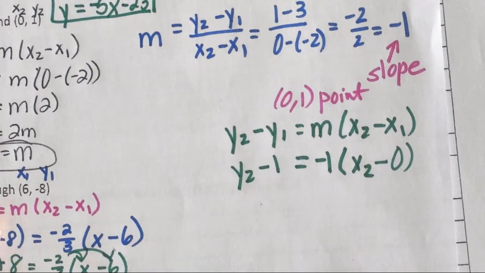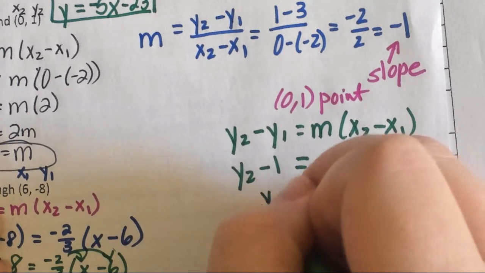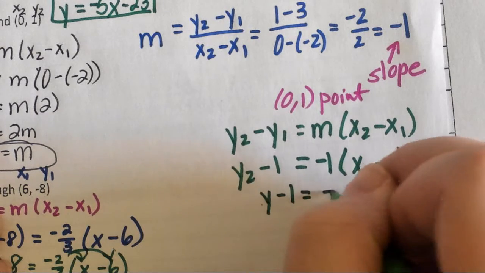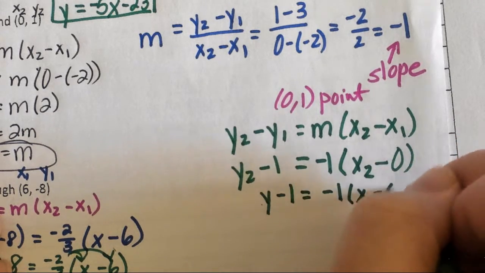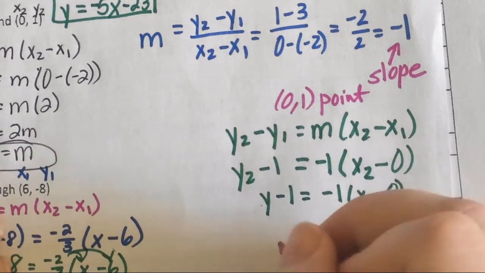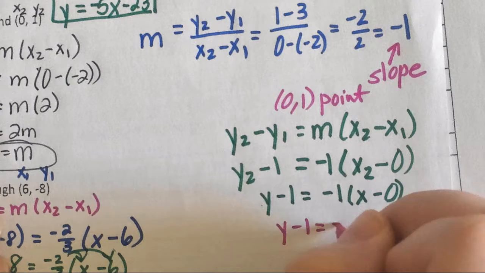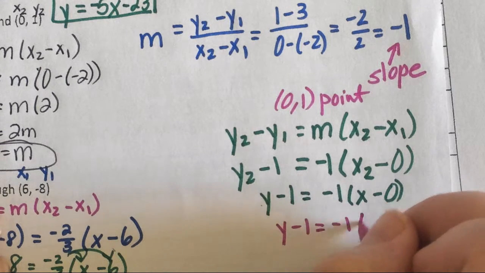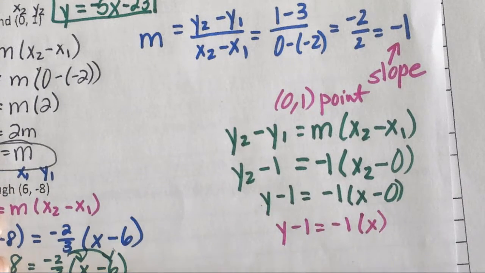Is there anyone confused about the green? Well, then let's clean it up a bit. I'm going to write y minus 1 equals negative 1, x minus 0. What's x minus 0? Just x. What's negative 1 times x?